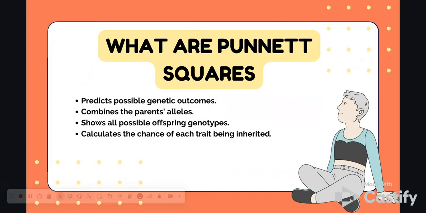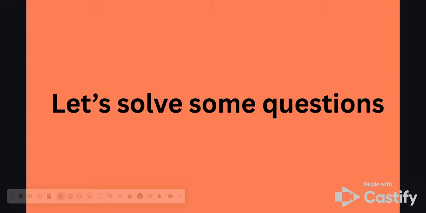What are Punnett squares? A Punnett square is a chart that predicts possible genetic outcomes, combines the parents' alleles, shows all possible offspring genotypes, and calculates the chance of each trait being inherited. In order to understand Punnett squares, let's solve some questions.